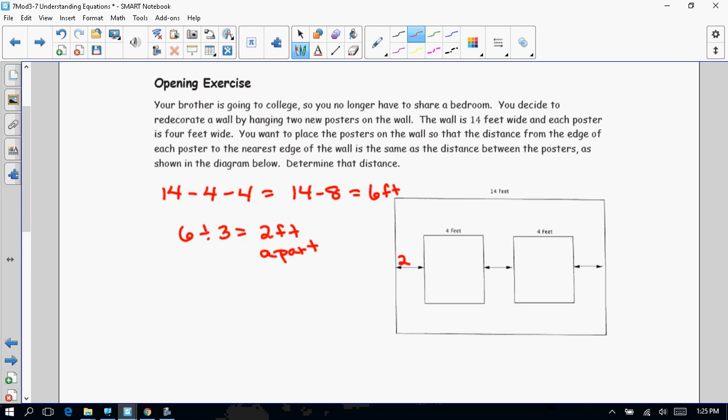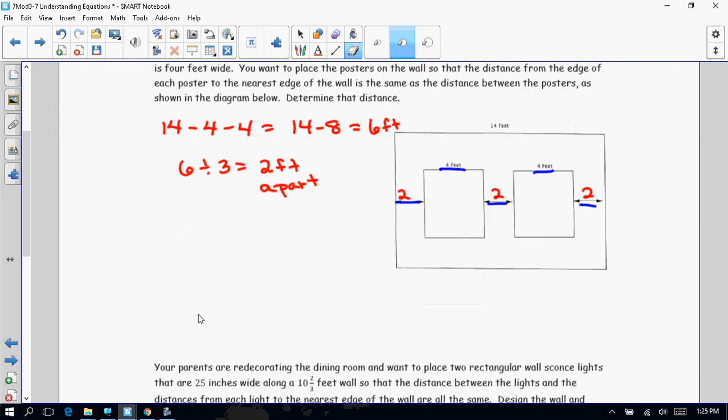Let's see if that makes sense. If I put 2 here, and another 2 here, and another 2 there, if I add that all up, does it actually get me to the 14? So 2 plus 4 is 6, plus another 2 is 8, plus another 4 is 12, plus another 2 is 14. Yeah, it worked. All right, good. That makes me feel better. So I know that the answer is going to end up being that way. Well, let's change up the problem a minute.